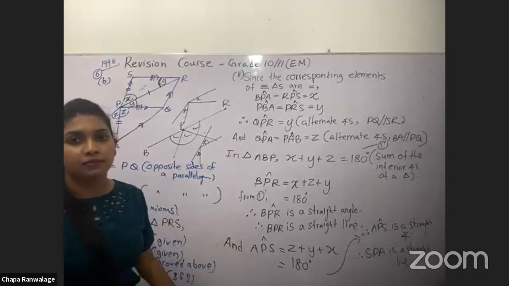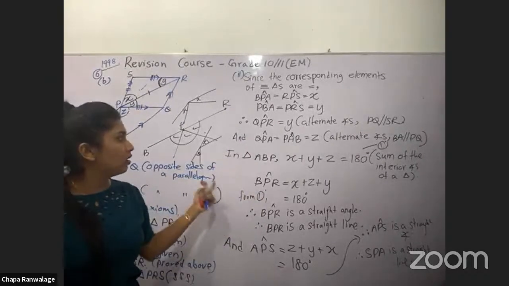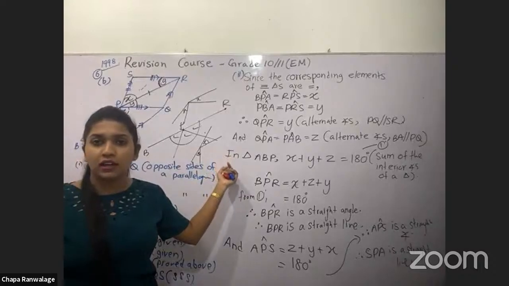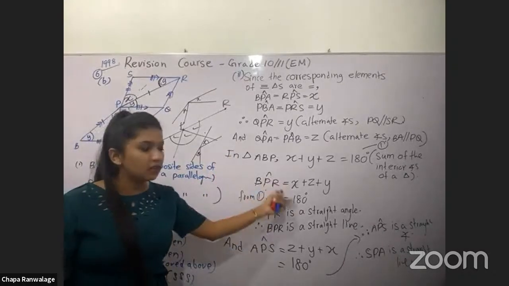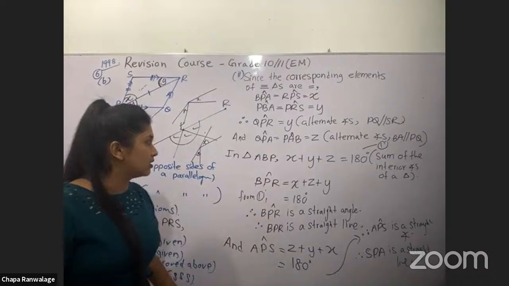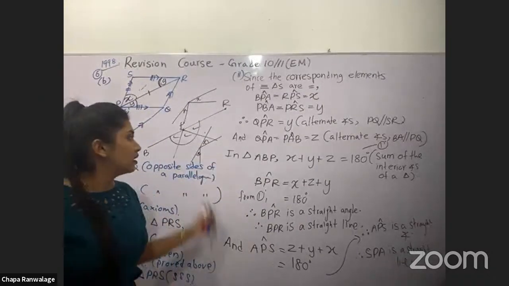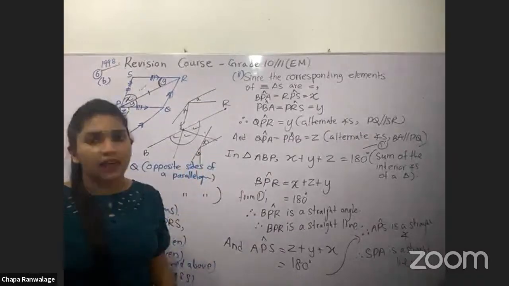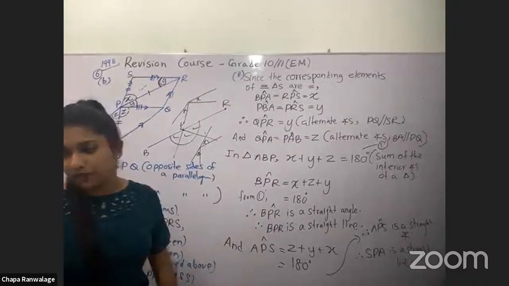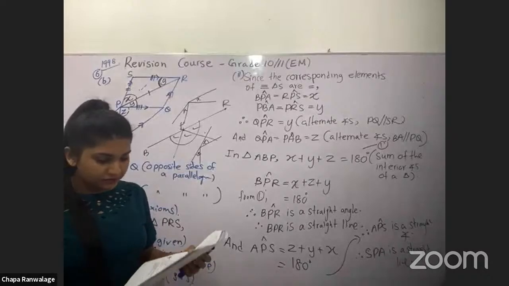Here you cannot use the vertically opposite. You can use this way. Don't use the vertically opposite because we don't have the converse of the vertically opposite angles. And the next one.